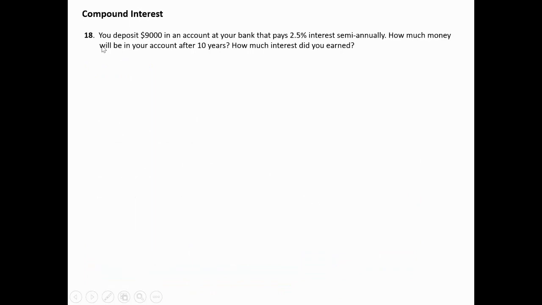So for example, you deposit $9,000 in an account at your bank that pays 2.5% interest semi-annually. How much money will be in your account after 10 years? Again, this is not what they pay you at the moment. So let's see here. That's my formula, but this one's easier to plug into the calculator.